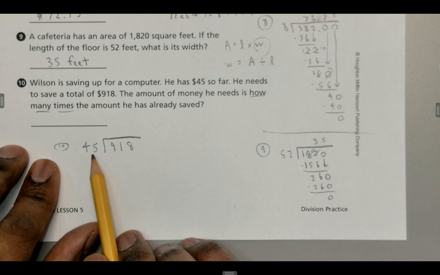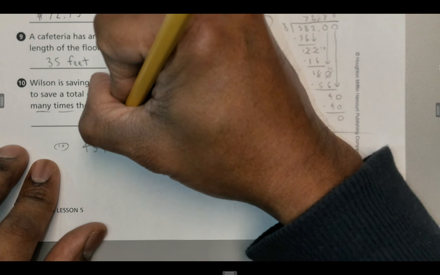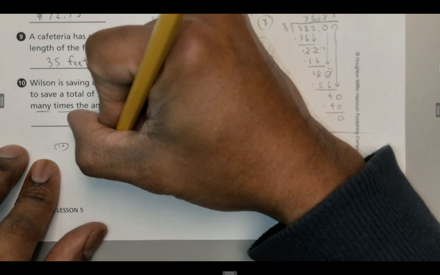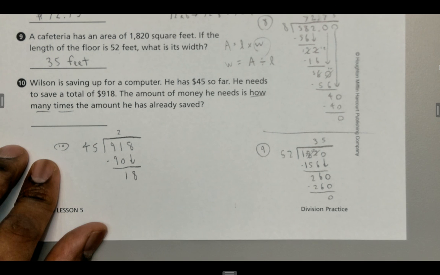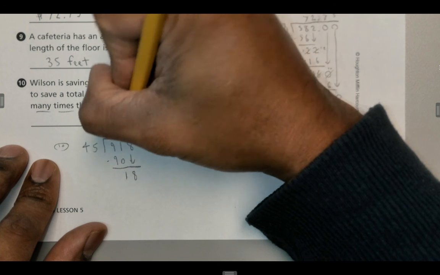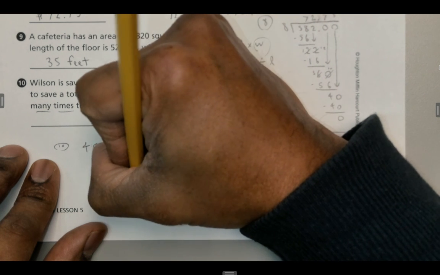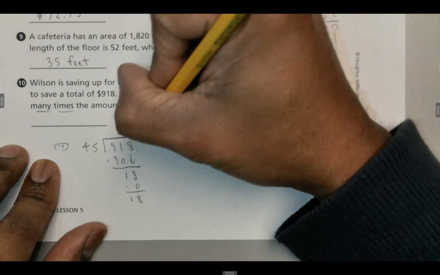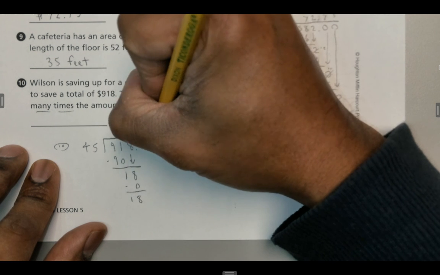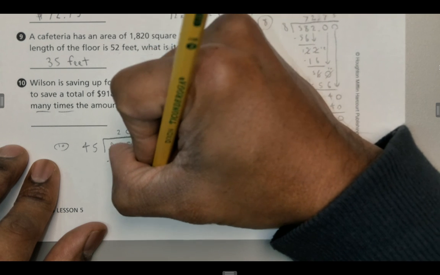45 times 2 is 90. So 45 goes into 91 2 times. Subtract that out. Let's bring down. 45 goes into 18 0 times. Now, I'm going to extend the problem. Remember how we extended the problem? We put a decimal point here. I'm going to add a 0 here. I'm going to bring it down.